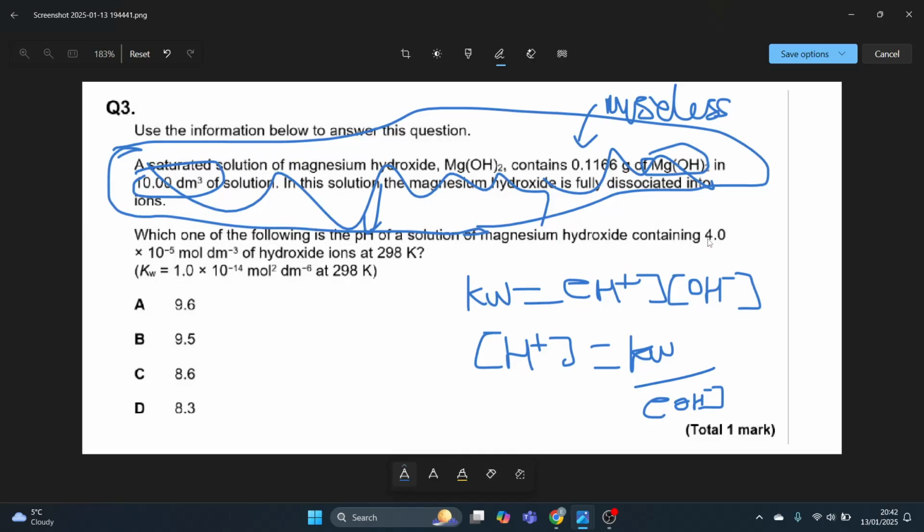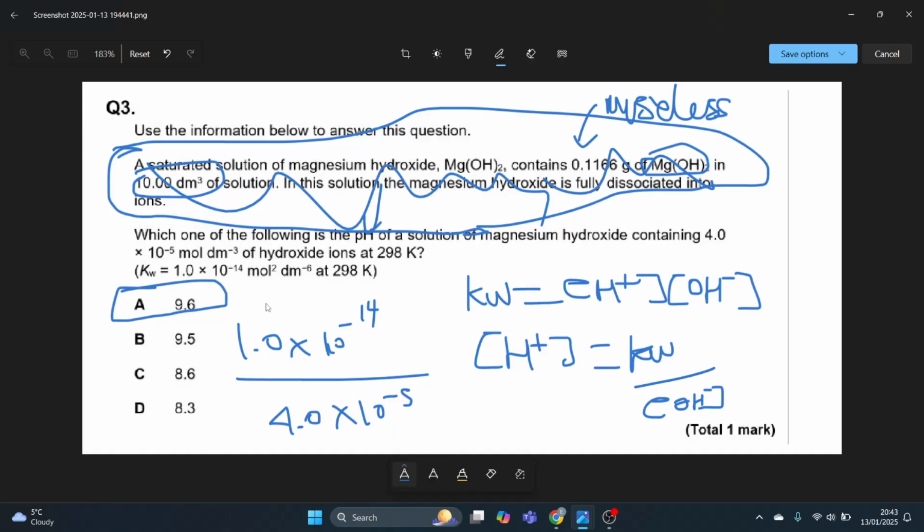All you need to know, they've given you hydroxide ions, you can easily find out the pH. All you have to do is Kw, 1.0 times by 10 to the power minus 14, divided by 4.0 times by 10 to the power minus 5, concentration of hydroxide ions. 1.0 times by 10 to the power minus 14 divided by 4.0 times by 10 to the power minus 5. pH is minus log 10 of my answer. 9.6. That's simple.